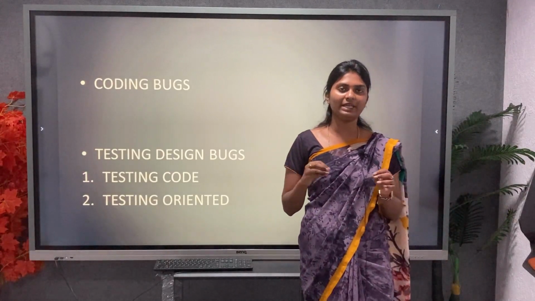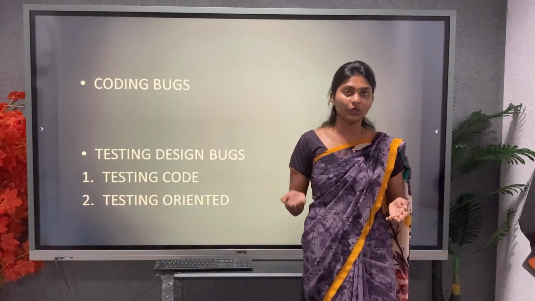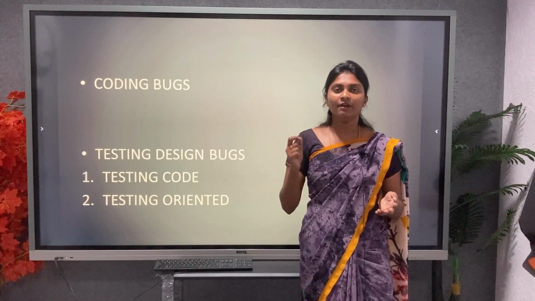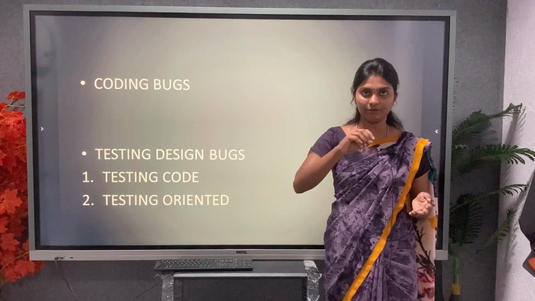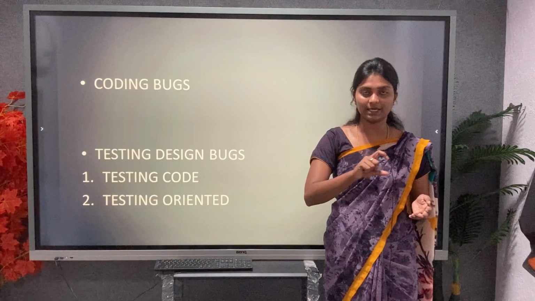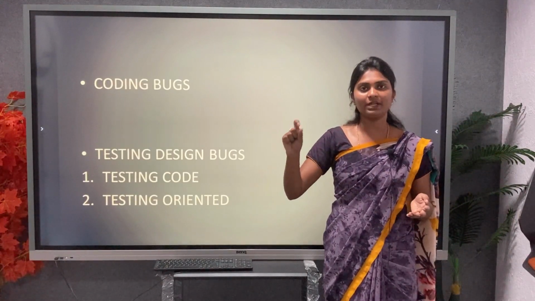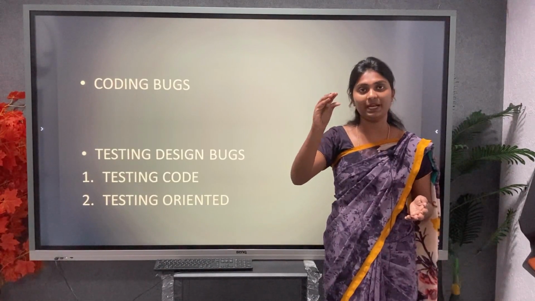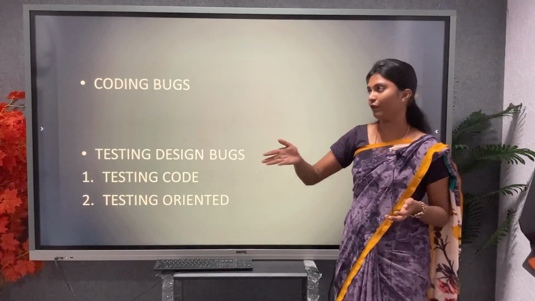Next step, coding bugs. Coding bugs we can easily find at the execution of the data. When we execute the data, it is easy to implement. While executing, at the last point we identify some remarks at a particular point, or we identify that particular data is incorrect. So the bugs will be easily identified in coding bugs.